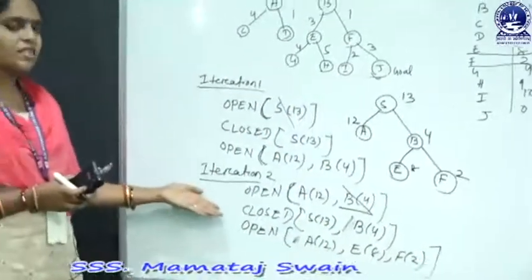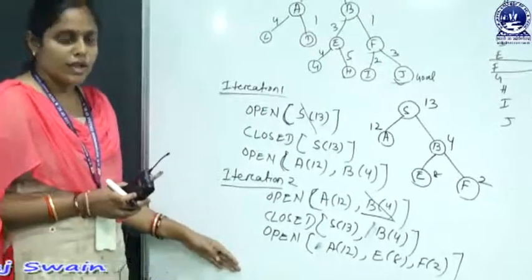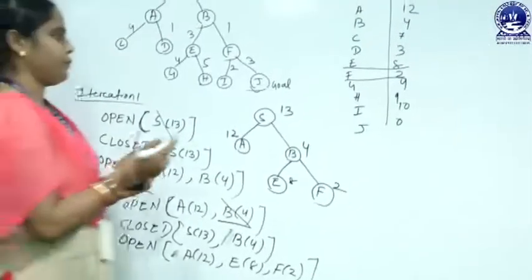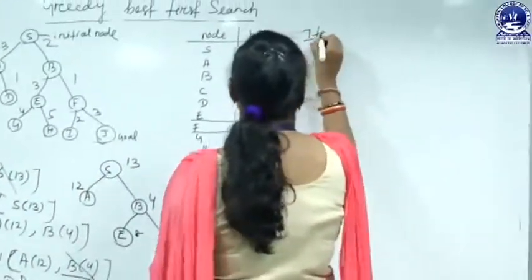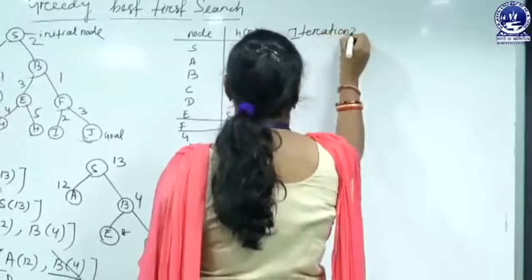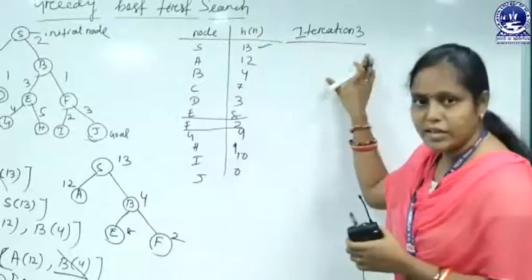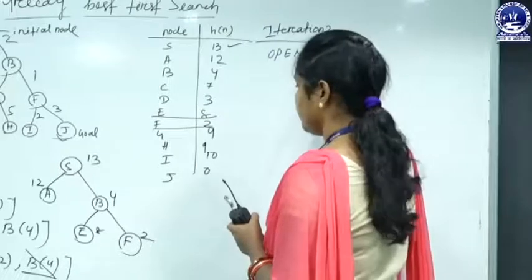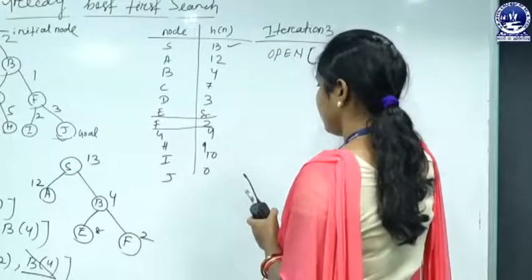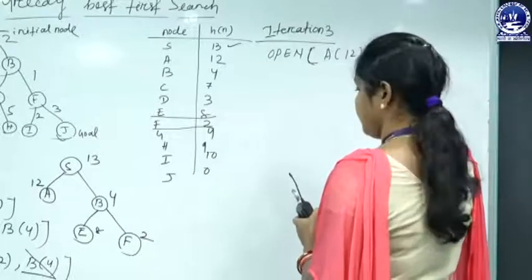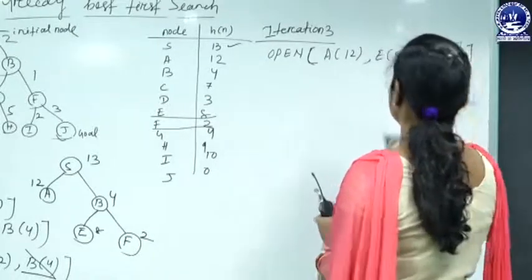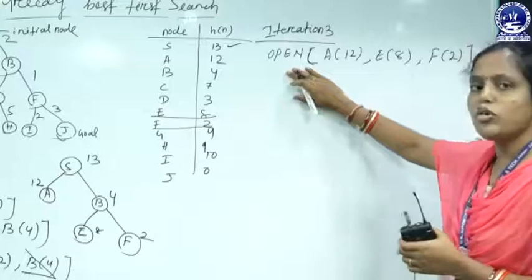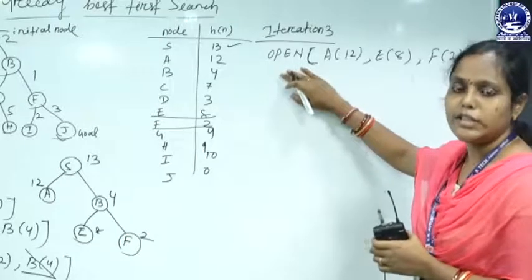For iteration 2, this is your open list and closed list. After that our loop continues and goes to iteration 3. In iteration 3, the open list contains A12, E8, then F2. These are the nodes of our open list. Here you check whether this open list is empty or not. Here our open list is not empty.